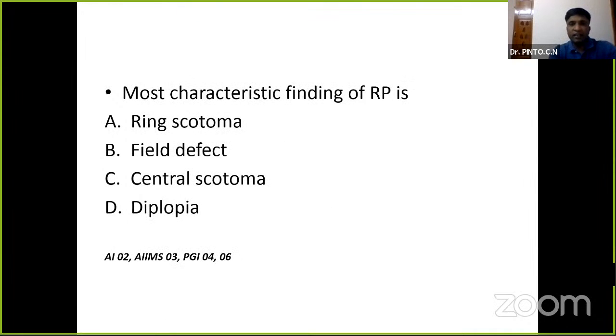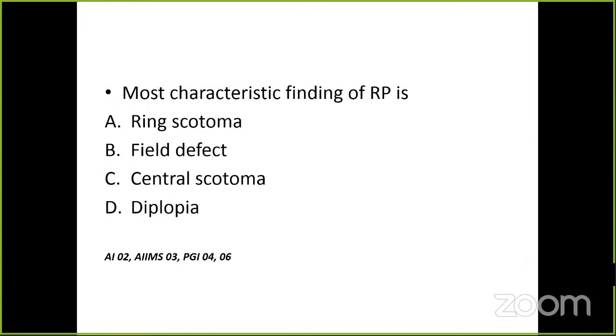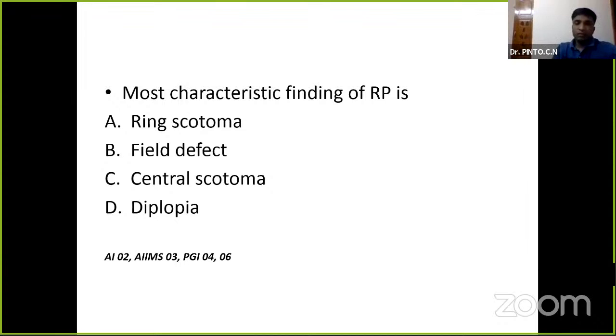The most characteristic finding of retinitis pigmentosa is: ring scotoma, field defect, central scotoma, or diplopia. What is the answer? Ring scotoma. Yes, you should not forget. Field defect, what do you mean by field defect? Anybody? Field defect you see in a case of hemianopia, which we will discuss when we discuss neuro-ophthalmology. Field defect means hemianopias, maybe bitemporal or homonymous.